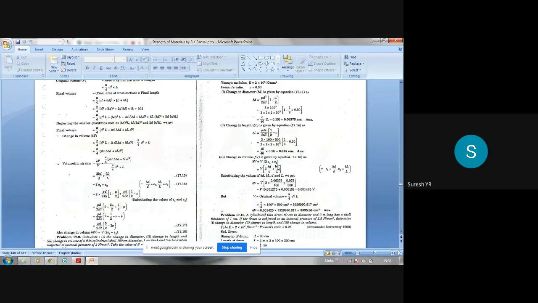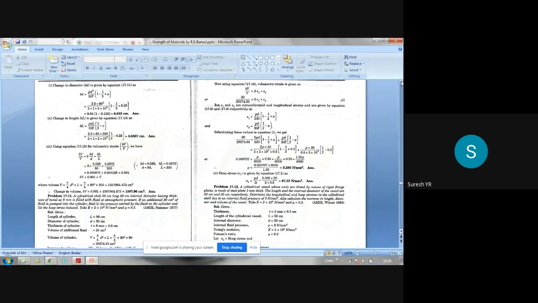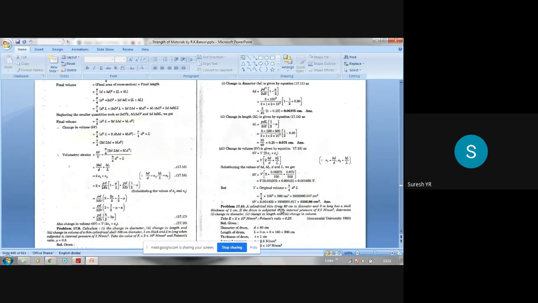So one more problem, let us see here. A cylindrical thin drum, 80 centimeter in diameter and 3 meters long, has a shell thickness of 1 centimeter. If the drum is subjected to an internal pressure of 2.5 Newton per mm square, determine the change in diameter, change in length, and change in volume. Similar, so it is a similar type.